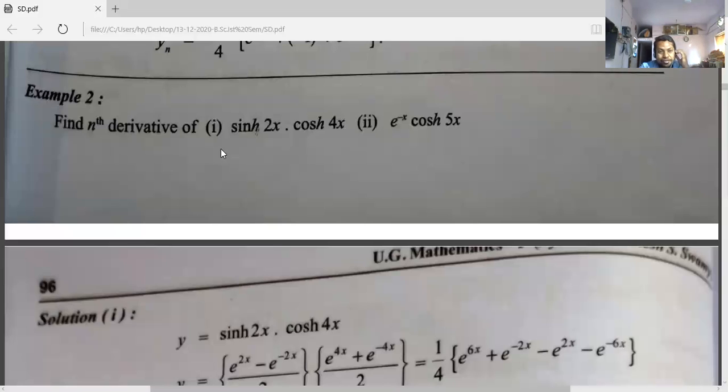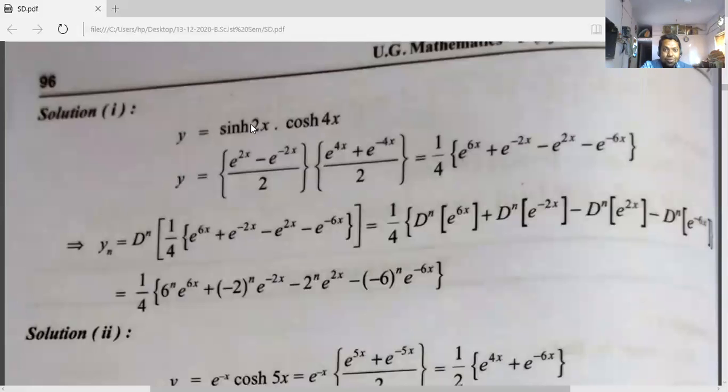Now the problem is you have to find out the nth derivative of sinh 2x times cosh 4x. Here you see, you are getting sinh 2x into cosh 4x.